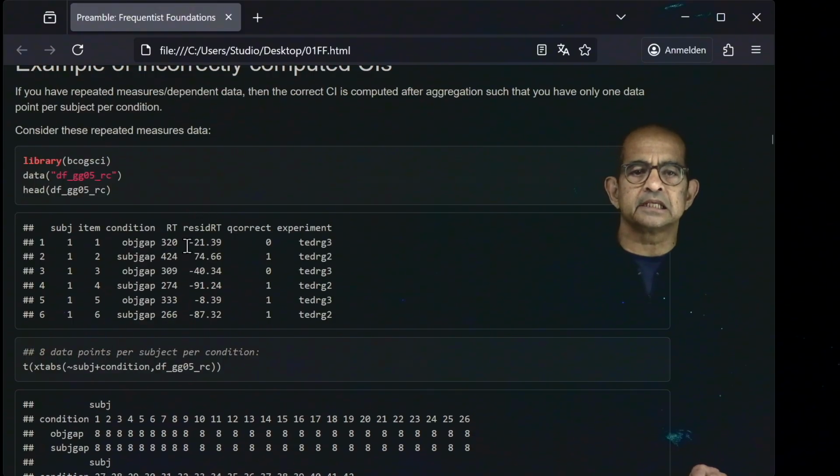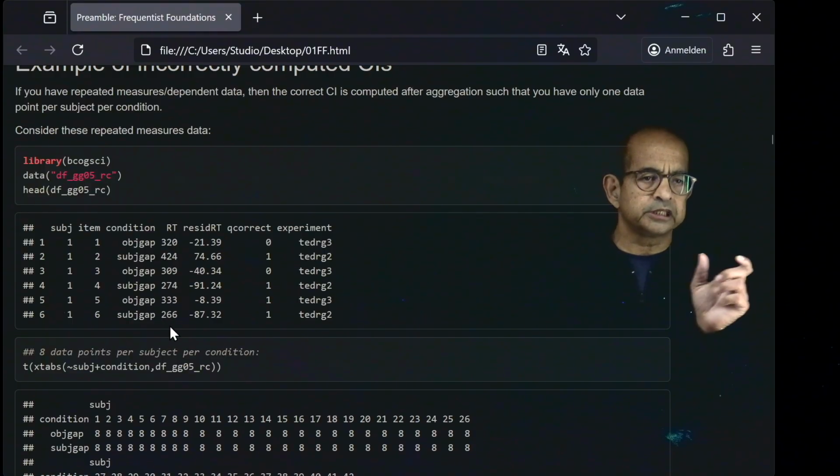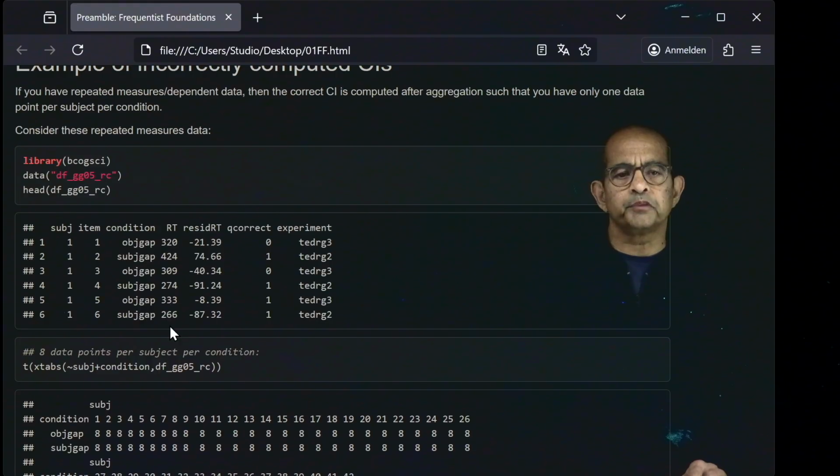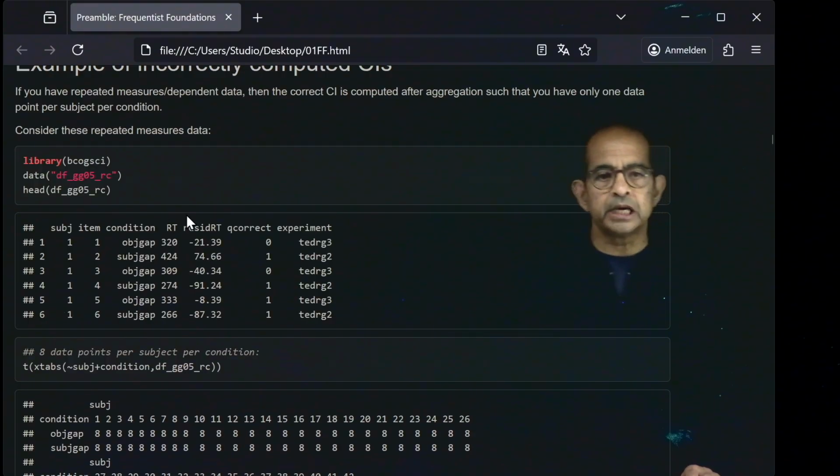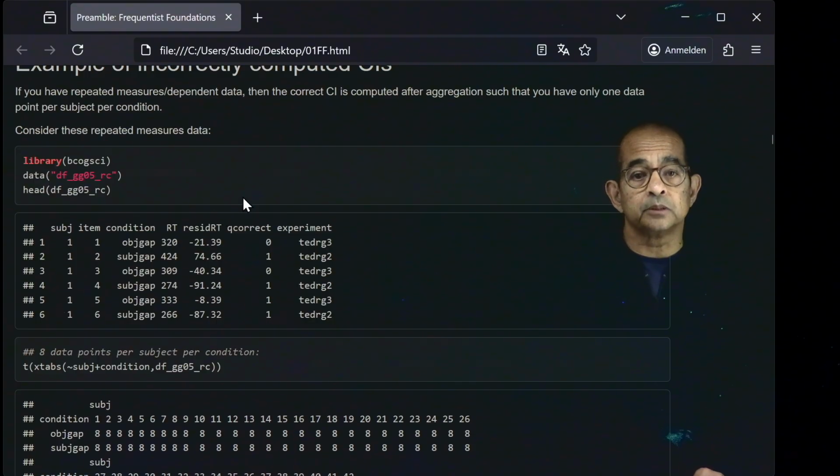This is a data set from a well-known paper in psycholinguistics on object and subject relative clauses in English by Grodner and Gibson, 2005, their experiment 1. In this experiment, we have 42 subjects who read 16 items in 2 conditions, object gaps and subject gaps, and the dependent variable is reading time at a particular region in the sentence. What we want to do now is compute a confidence interval for the object gap condition and the subject gap condition. So let's try to do that. And what I'm going to do first is to compute it incorrectly.